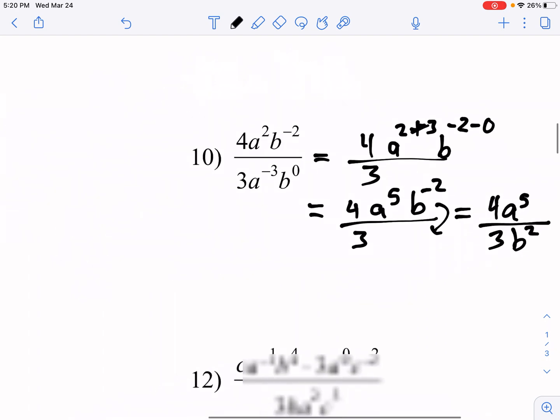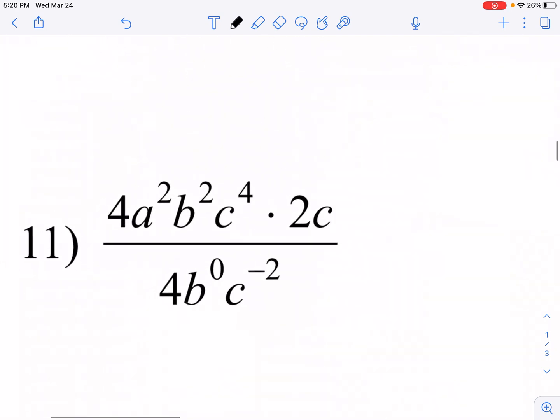Okay, and then lastly, we have number 11 and number 12. Number 11, again, let's save ourselves a headache. We could get rid of these 4s.